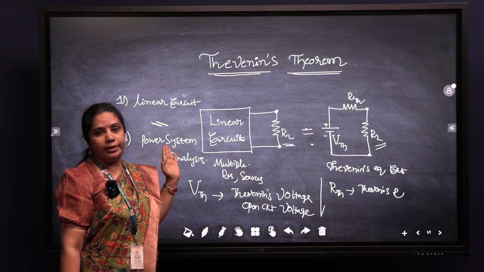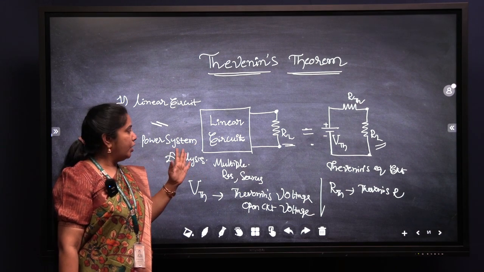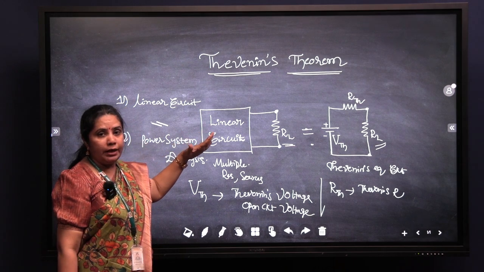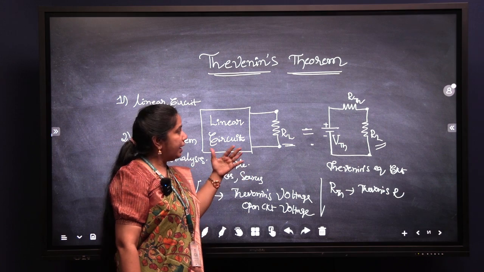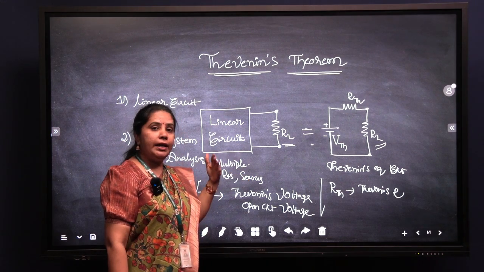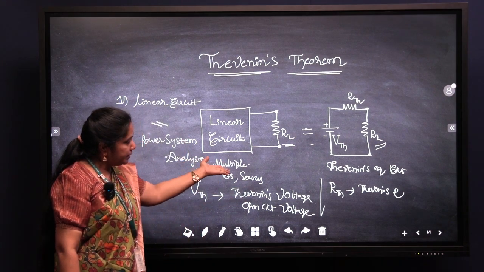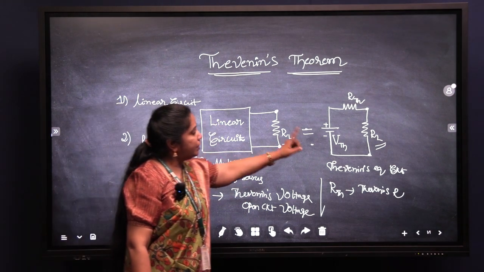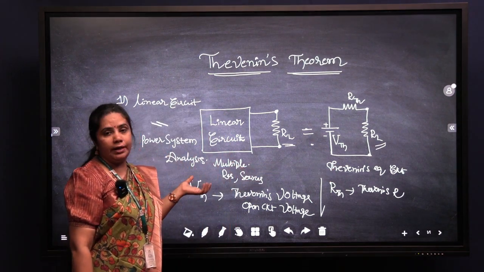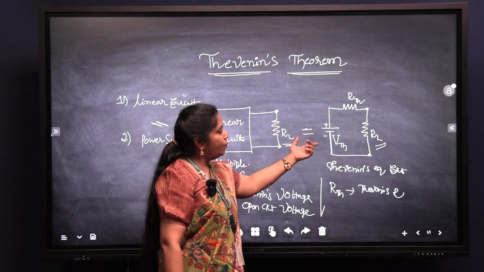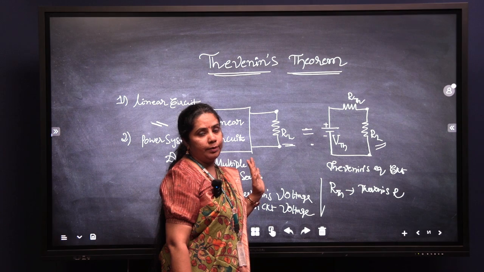RL is the load resistance, where we want to find the current in a particular resistance. So if in the total circuit we want to calculate the current in any resistor, then we can use Thevenin's theorem. The statement of Thevenin's theorem is that any linear circuit consisting of multiple resistors and sources can be converted into a simple Thevenin's equivalent circuit. That simple Thevenin equivalent circuit consists of a single voltage source in series with a resistance across the load resistance terminals.